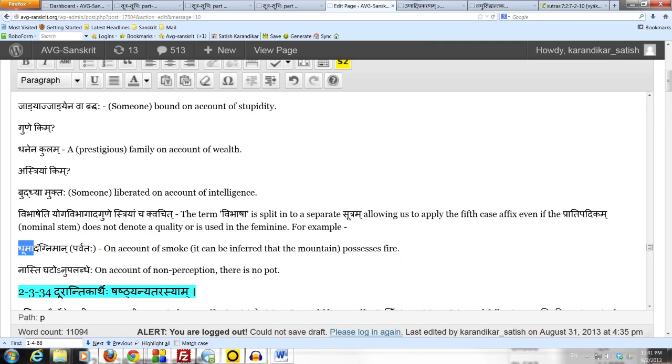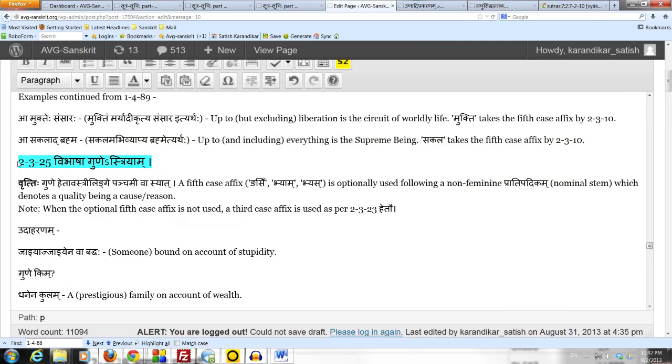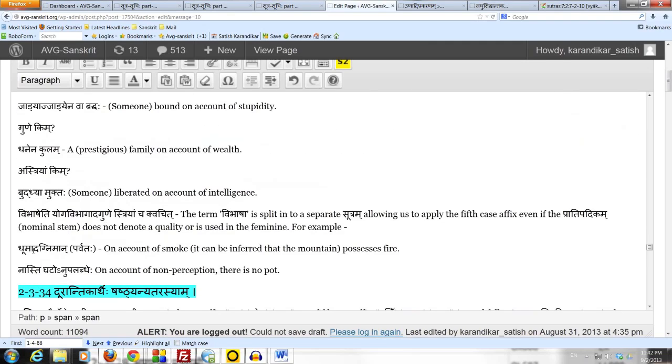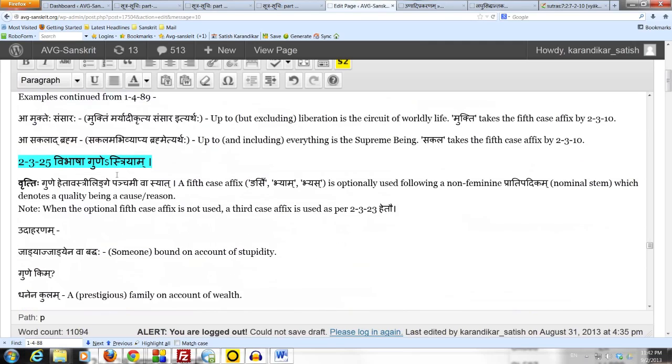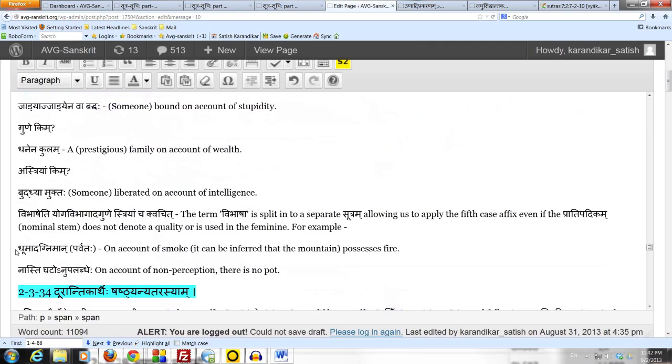Dhuma means smoke, so it's not a quality or an attribute. It's a thing. So if we kept the sutram as it is, 2.3.25, we could not use it because 2.3.25 as it stands requires a pratipadikam which is a quality or attribute, and dhuma does not satisfy that condition. But when we split the sutram and make vibhasha a separate sutram, that separate sutram does not have any condition, so therefore we are able to justify this form dhumat.